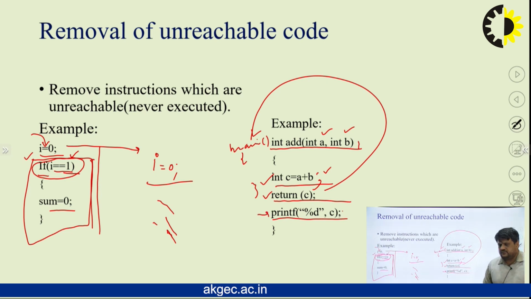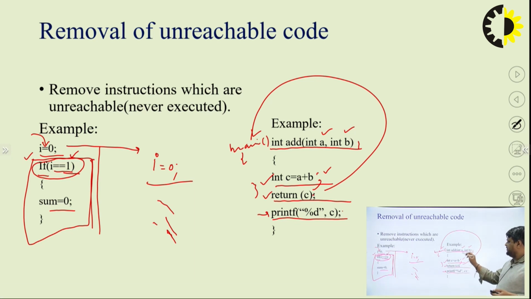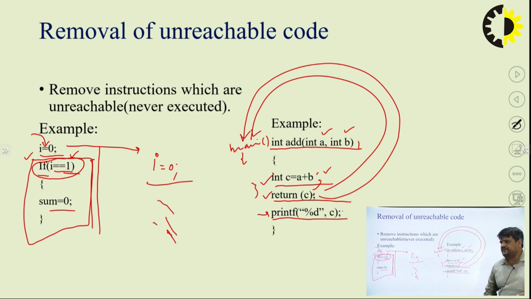This particular statement, printf percentage d comma c, never gets executed, because the function always performs the addition and returns to the main, meaning it returns control to the main function or to the function from which it was called. So that's why this printf never gets executed. You have to remove it because it is a redundant instruction, right?